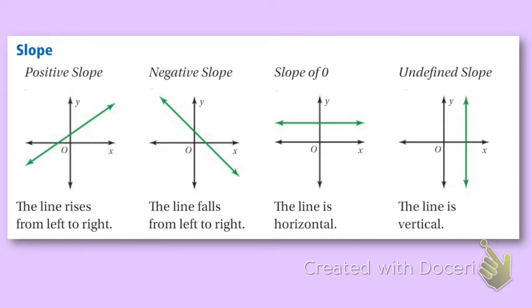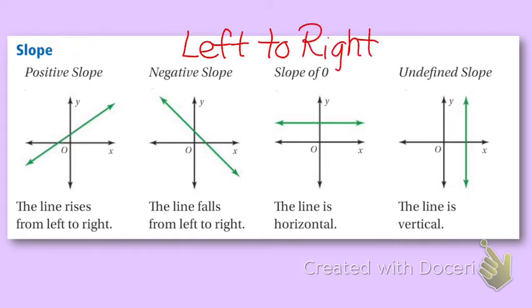So draw just a quick sketch of each of these and write above it whether it's positive, negative, slope of 0, or undefined. Undefined needs to be spelled correctly. And then just once above all of it, put left to right. We read it from left to right.